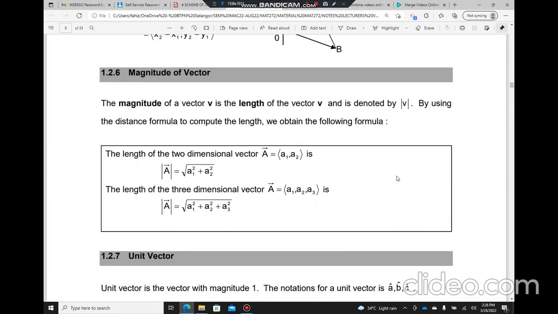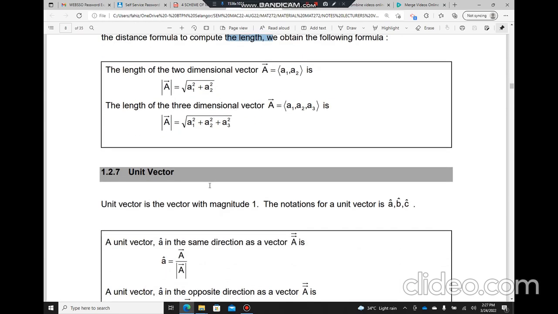So next, magnitude of vector. The magnitude of a vector V is the length of the vector V and is denoted by V di dalam bracket kan. Okay, by using the distance formula to compute the length, we obtain the following formula. Okay, so untuk kira length, kita akan gunakan formula. The length of the two-dimensional vector A is the square root of A1 square plus A2 square, or for three-dimensional dia akan jadi A1 square plus A2 square plus A3 square. So kita setkan dia. So yang ni untuk kira, to compute the length of the vector. So kita akan guna these two formulas.